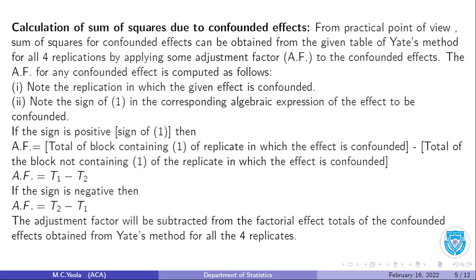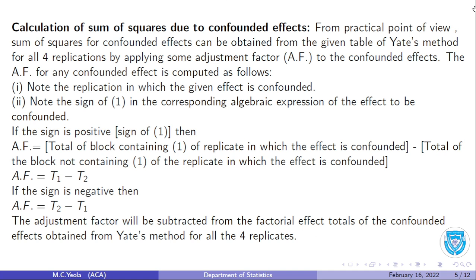In partial confounding, we are not losing the whole information related to the treatment combination which is confounded. We lose information of that confounded factor in that replicate only, but we can get the information related to that confounded factor from the remaining replications. So we can find out those sum of squares in partial confounding. Okay, so how to get these values, that we will see here.